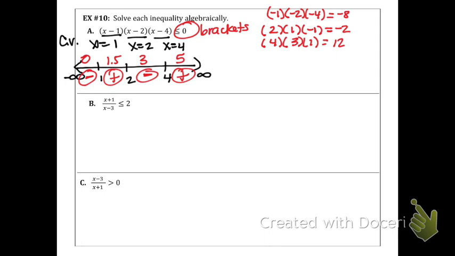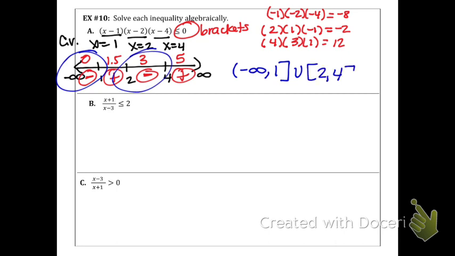All right, we're looking for where it's less than 0. What kind of numbers are less than 0? Negatives are, so we can see that our interval is from -infinity to 1 with a bracket, and from 2 with a bracket to 4 with a bracket.